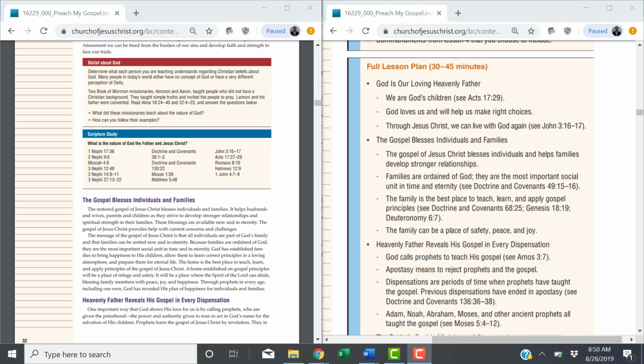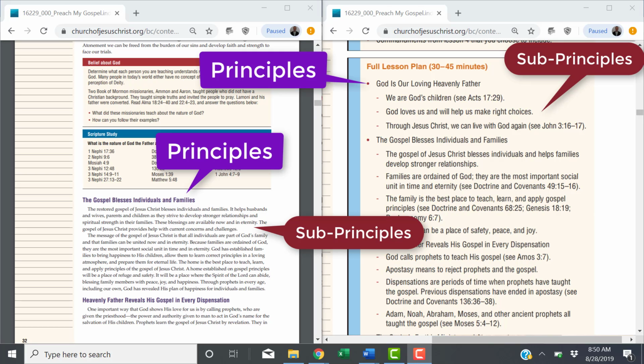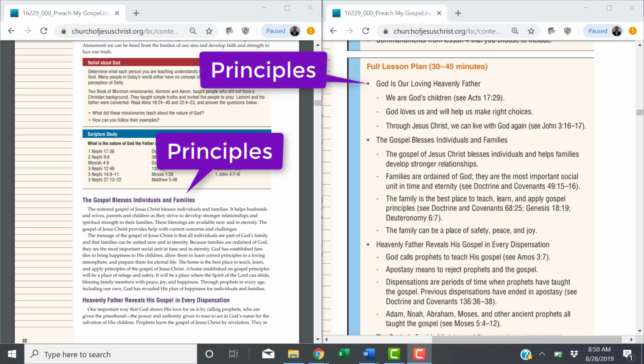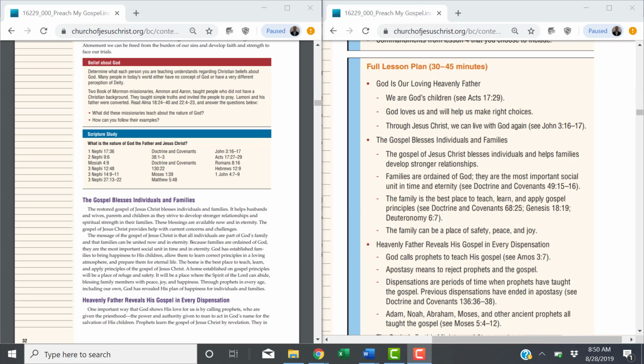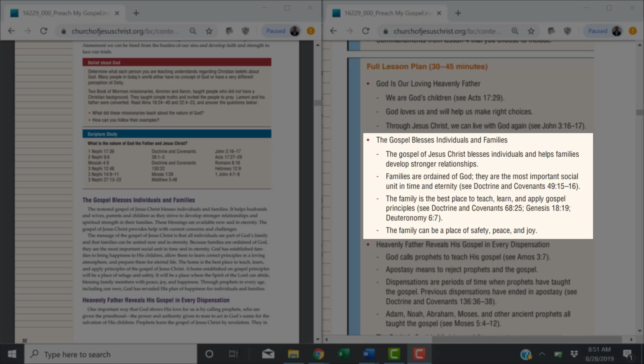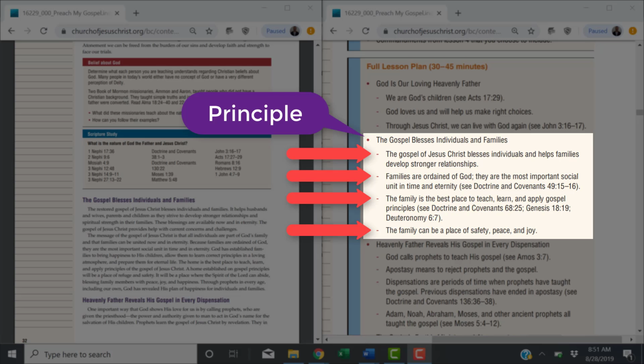You will be making lesson outlines for the first 3 lessons in Chapter 3 of Preach My Gospel. The lessons in Preach My Gospel are divided into principles and sub-principles. The principles are the purple headings throughout the lesson. The sub-principles are the paragraphs under each principle. Each paragraph is usually one sub-principle, but sometimes they contain 2, and sometimes 2 paragraphs could cover one sub-principle. As an example, this is a principle, and it has 4 sub-principles.